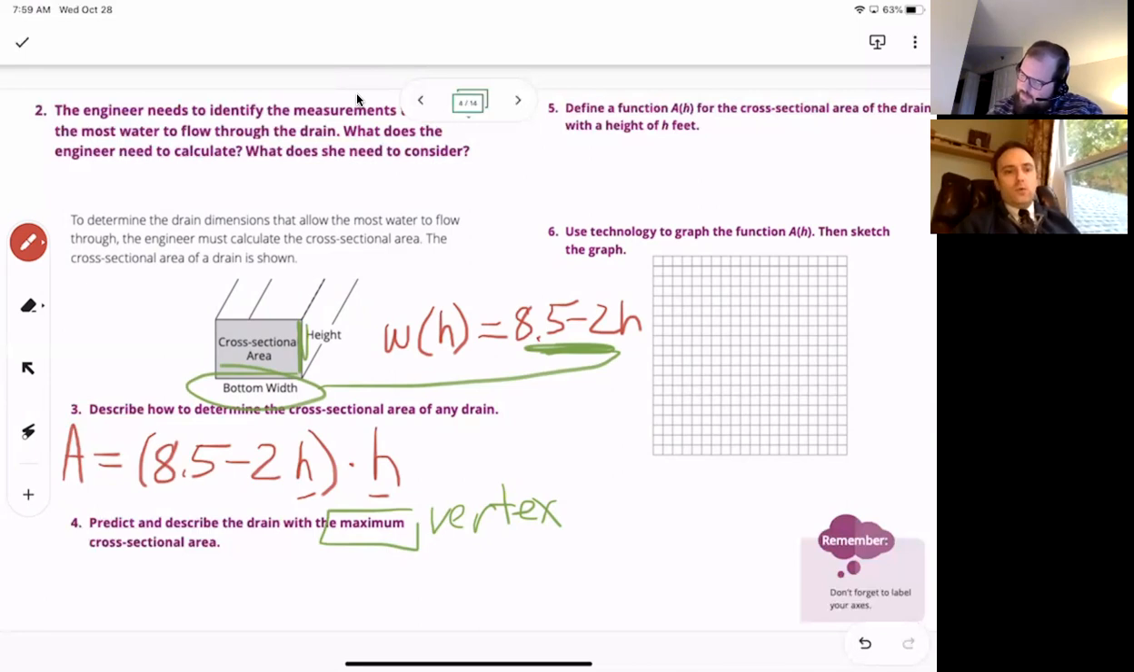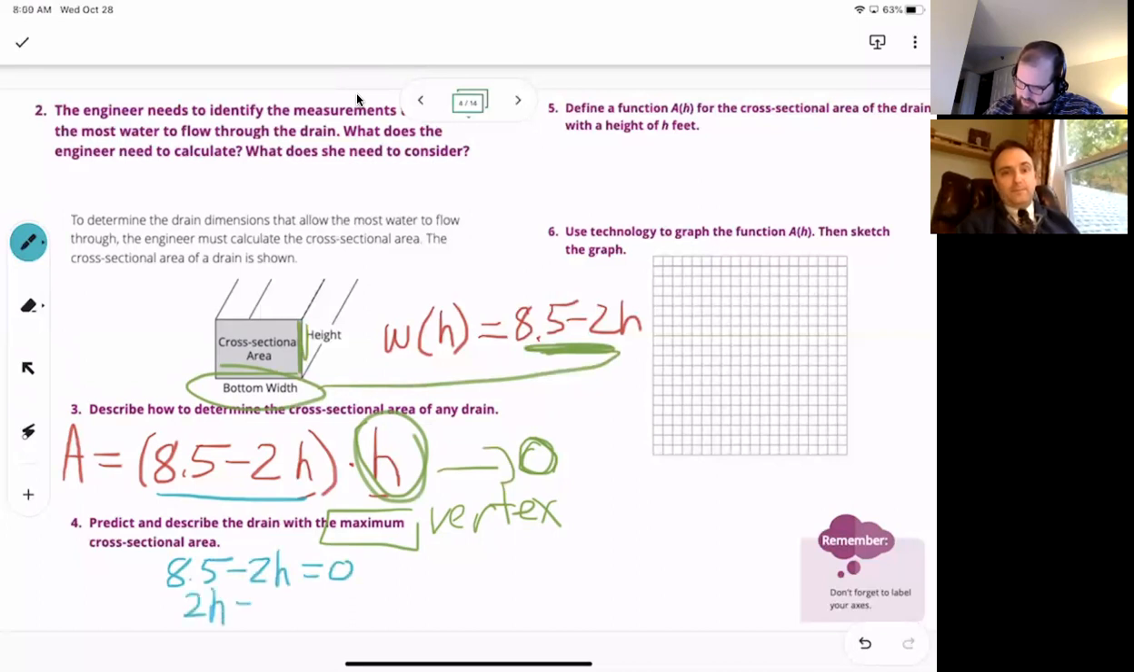So my prediction is going to be halfway in between whatever the zeros of this are. And we can find those zeros. The zero for this one is easy. That's 0. I was going to find that one. Oh, well, all right, I'll find that one. So the 0 for this one is when 8.5 minus 2h is equal to 0. And that means that that's when 2h is equal to 8.5.